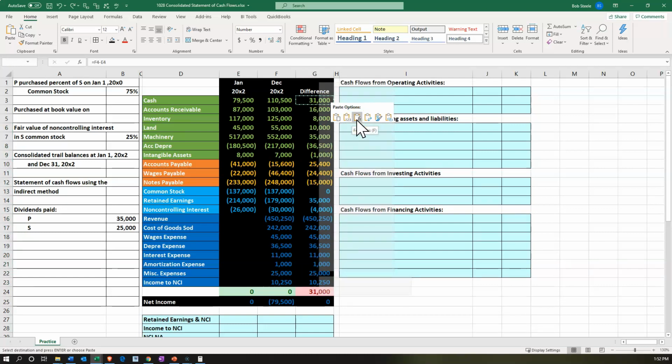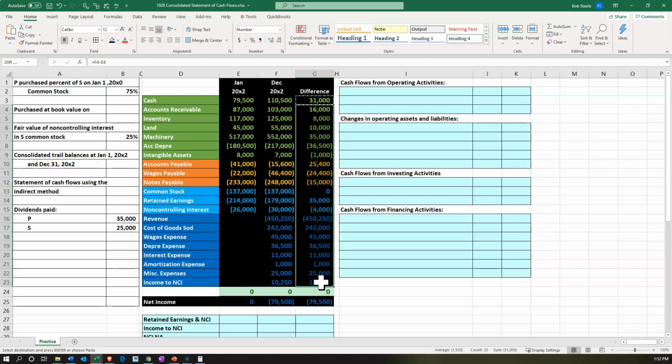Paste with the formulae, paste with the FX formulas only. So there we have that. So there's going to be our differences. As we go through the statement of cash flows then, I would think about everything in terms of the differences, mainly in terms of the balance sheet accounts. In other words, these are all the differences other than cash.